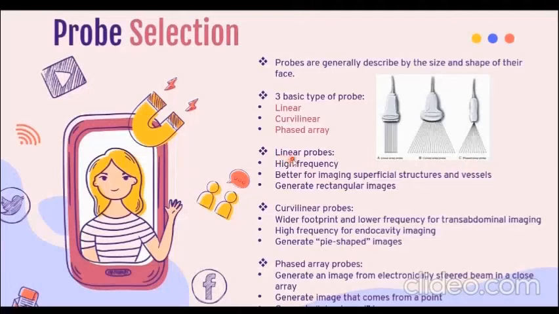Firstly, linear probes, also called vascular probes, generally have high frequency, better for imaging superficial structures and vessels, and also generate a rectangular image on the screen. Secondly, the curvilinear probes have a wider footprint and lower frequency for transabdominal imaging, high frequency for endocavity imaging, and also generate a pie-shaped image. And lastly, the phased array probes generate an image from an electronically steered beam in a closed array, generate an image that comes from a point, and generate a pie-shaped image.